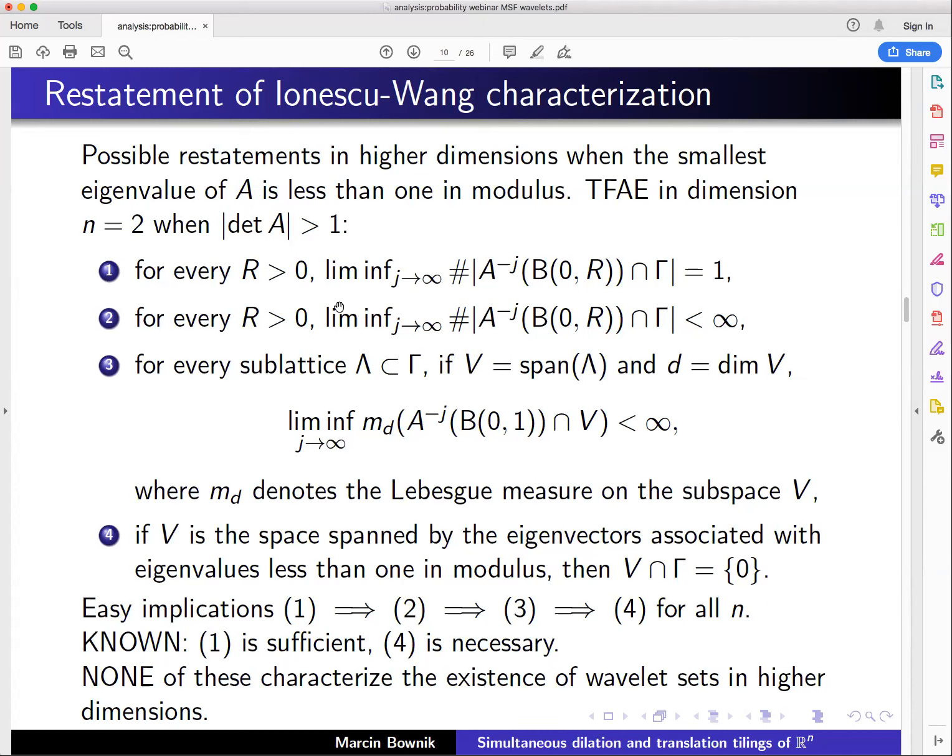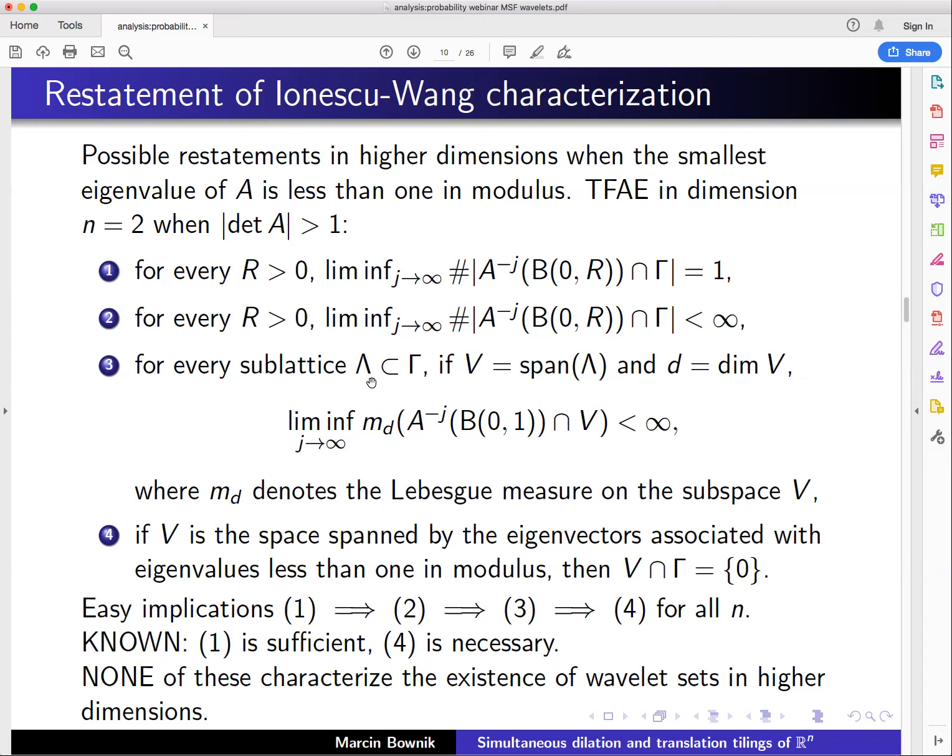Okay. The other possibility is that you look at the same dilates, negative dilates intersecting the lattice, and you want to know that this stays bounded, at least for some subsequence of J, not for all J, but lim inf as J goes to infinity. So for some subsequence, this is bounded by a constant.